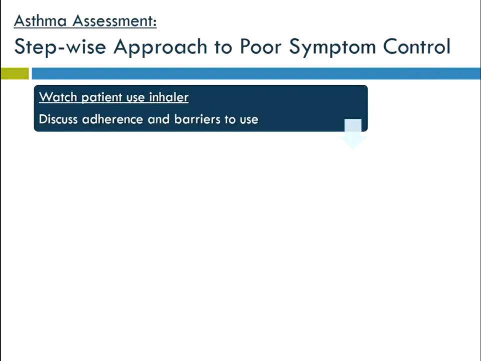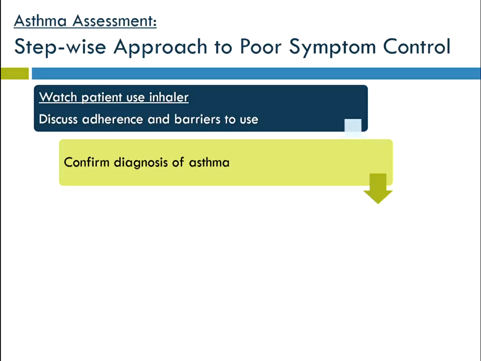All right. So what is the stepwise approach to managing poor symptom control? One, we want to watch their inhaler use technique. Make sure that they're using it correctly. Go back to the fall, think about how to counsel patients on how to use an inhaler. Then we want to discuss their adherence and if they're having any barriers to use. Is it not to their taste, is it difficult to afford, is it difficult for them to use it? Any barrier of any kind, any lack of adherence.